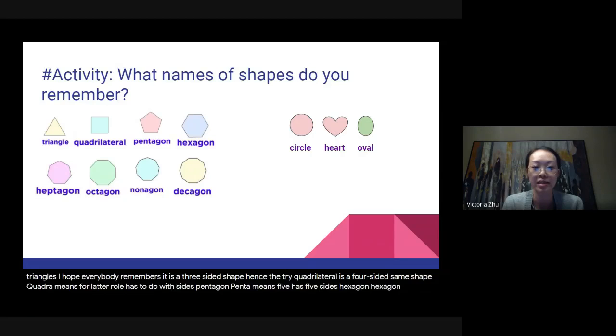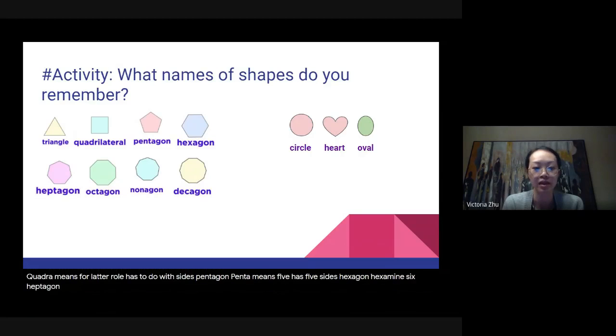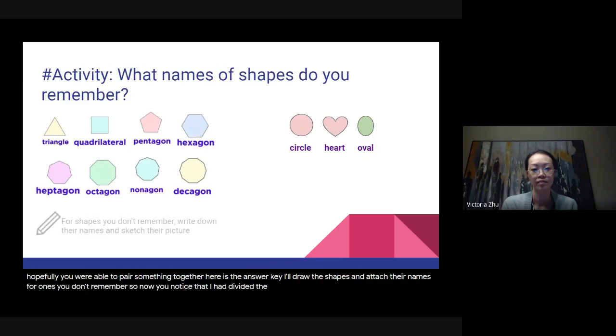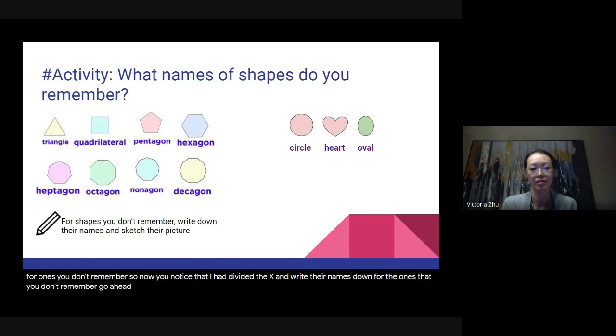Hexagon, hexa means six. Heptagon has 7, octagon has 8, nonagon has 9, and finally decagon has 10 sides. But the gon part actually means something else. We'll talk about that in a second. Draw the shapes and write their names down for the ones that you don't remember. Go ahead and pause the video for that.